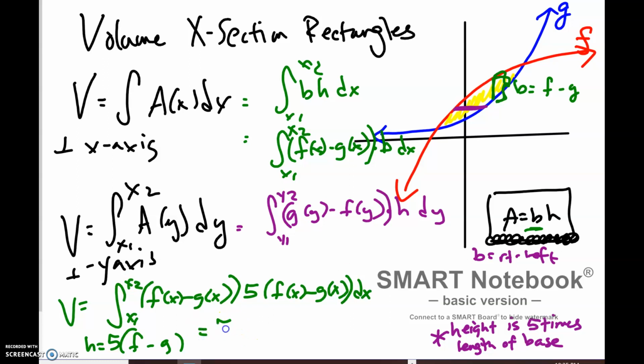Then that would just be 5 on the outside, integral x sub 1 to x sub 2, F of x minus G of x squared dx. So that's what I mean by they have to give you the height. And then similarly, if I were to say the same thing, but cross-section's perpendicular to the y-axis, then it'd be G of y minus F of y squared with a 5 on the outside. That's it.